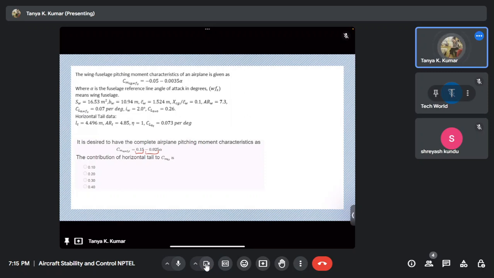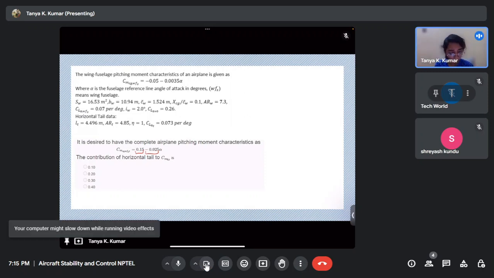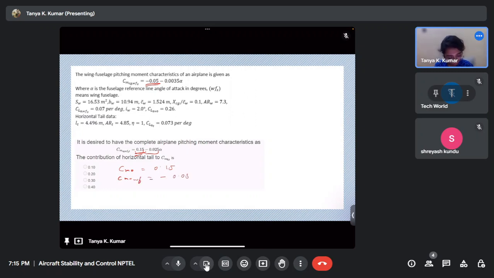So let's do this. It's just the subtraction of the two components, right? So from the entire thing, you subtract the wing fuselage part. The Cm naught of the entire thing is 0.15. Cm naught of wing fuselage alone is minus 0.05. So Cm naught of the tail is 0.15 minus minus 0.05, which is nothing but 0.2. Correct? So that is the contribution of the tail towards Cm naught.